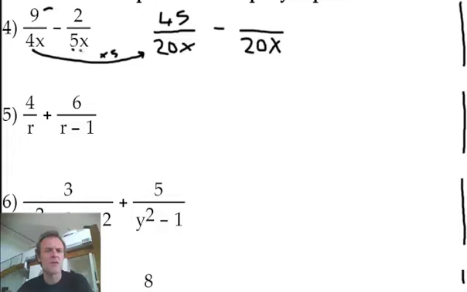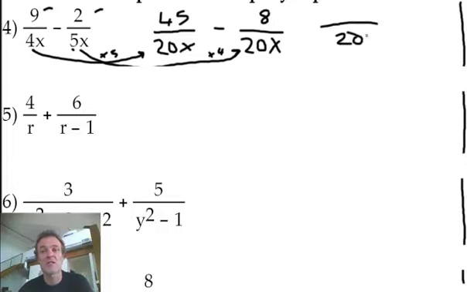Right. How have I gone from 5x to 20x? I've just multiplied by 4. That's all. Do the same to the 2 at the top. That's 8. So the answer is going to be, again, the common denominator is 20x. Right. 45 take away 8 is 37. So 37 over 20x. All right. So that is 37 over 20x. Right, on to the next one.